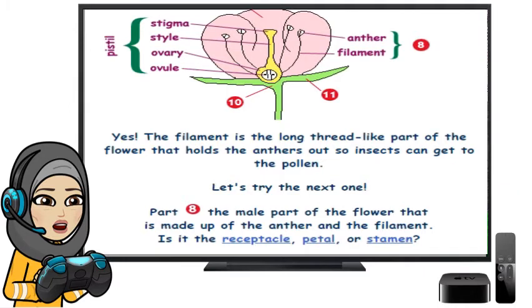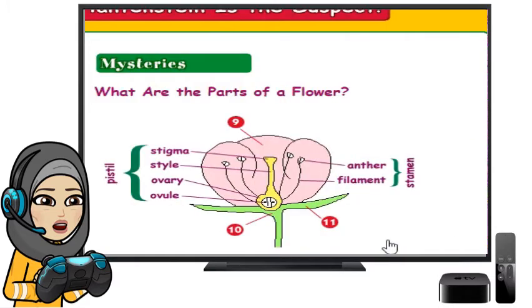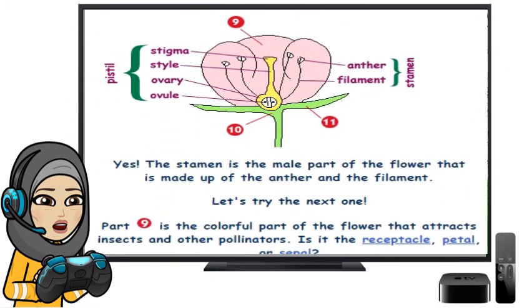And this part, is it called the petal, stamen, pistil? What is it called? The stamen. The stamen is the main reproductive organ.